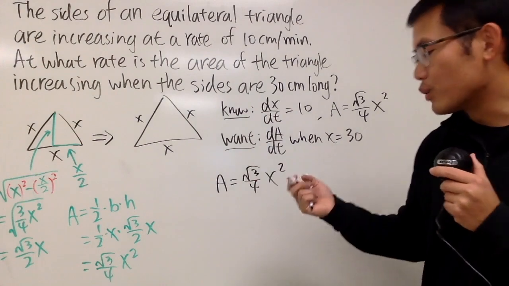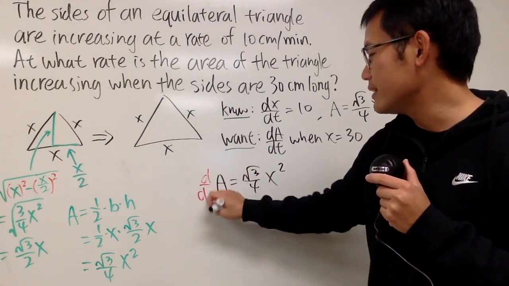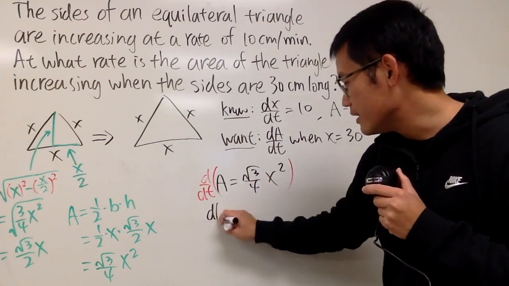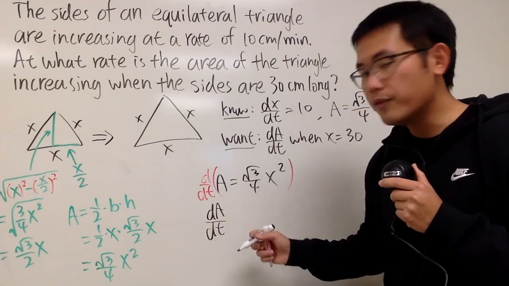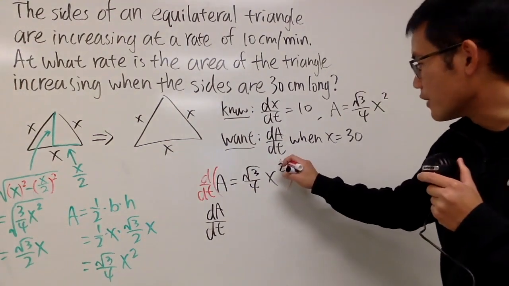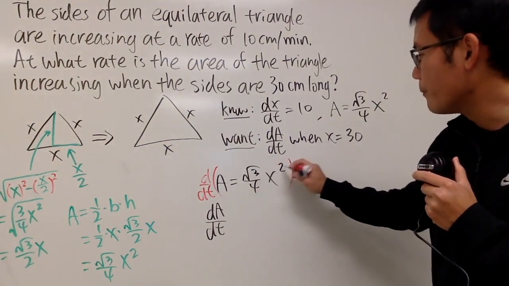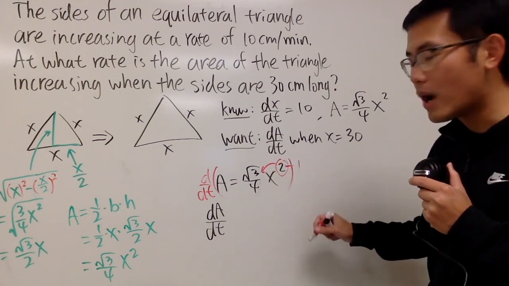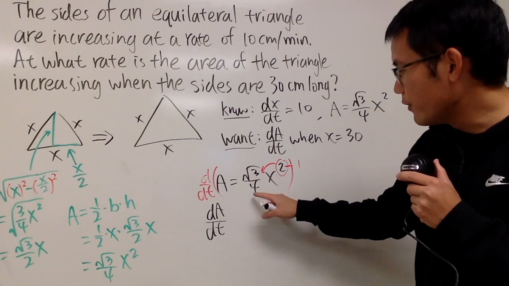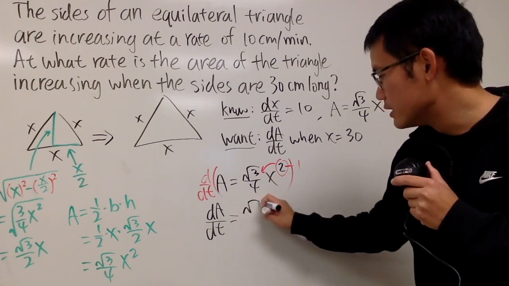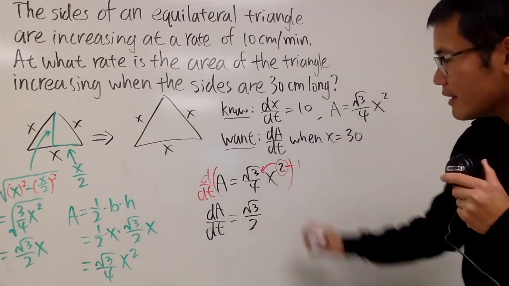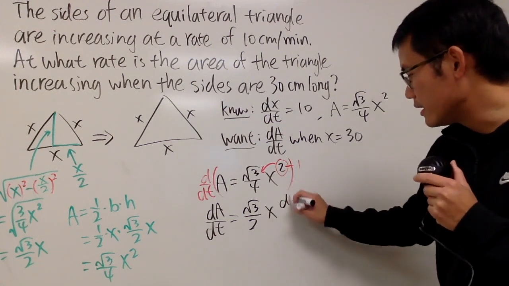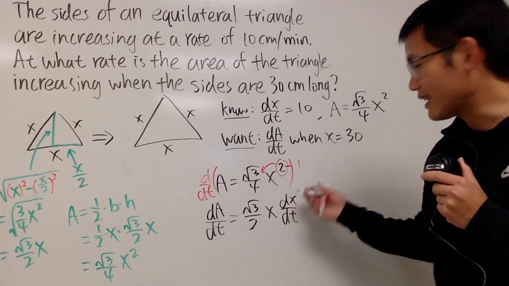Of course, we do our derivative so we can get our rate equation. The left-hand side is exactly dA/dt, and that's exactly what we're looking for. For the right-hand side, first of all, this is just a constant multiple. I will just look at x to the second power, bring the 2 to the front, and minus 1. Square root of 3 over 4 times 2 is just going to be square root of 3 over 2, right? And then we have x to the first power, and don't forget the dx/dt, like this.